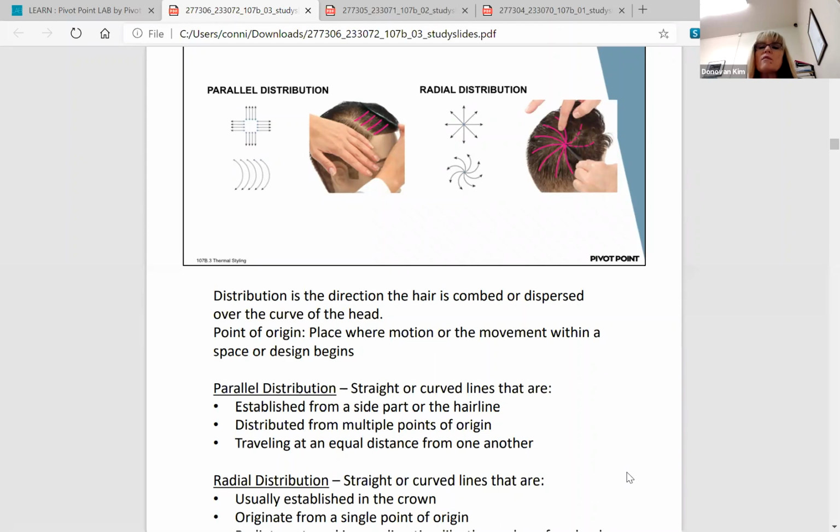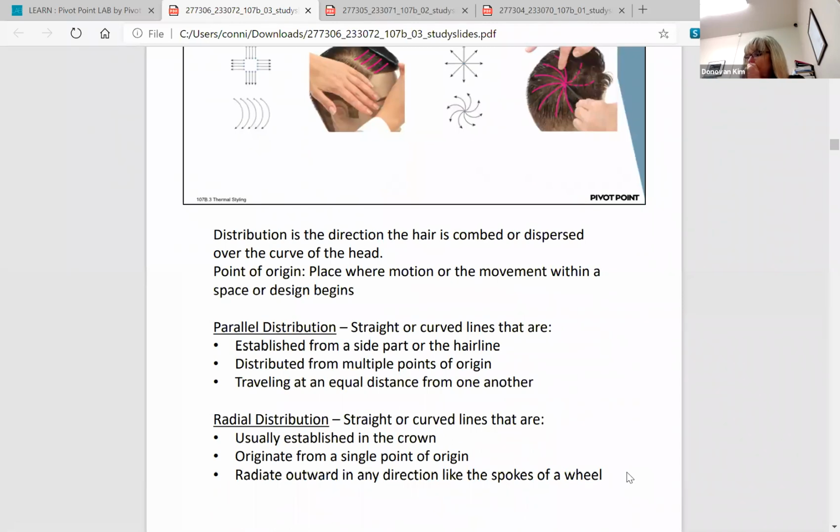They come from one single point of origin, and most people, where their little whirl is in the back of their head right here, you're going to see that radial distribution just by looking at their hair naturally. You don't have to actually comb it out like it's showing in your diagram there, but that's a good diagram. This is going to radiate outward in any direction, like the spokes of a wheel, like a pizza, like a pie. You've got the center of it, and each piece of hair is coming out from that area right there. Spokes, kind of like pie, because some peach pie sounds really good right now.